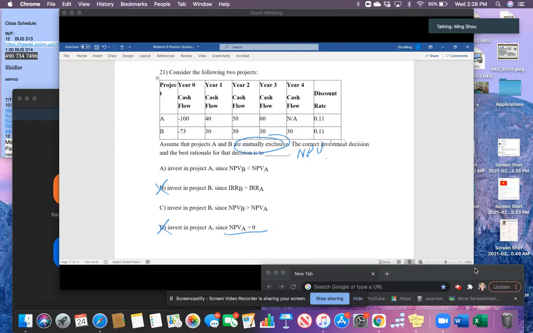I will not repeat the calculation here. The NPV for project A would equal 20.49. NPV for project B would equal 20.07. As we can see, the NPV for project A is larger than the NPV for project B, right? So that's why we should invest in project A. So the correct answer is A.